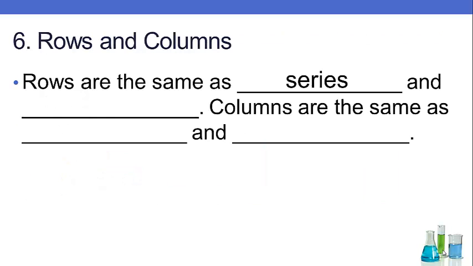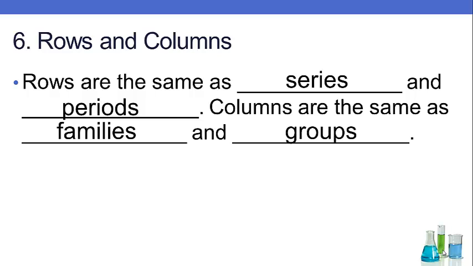Rows are the same as series and periods. I remember that because row, series, and period are all at the end of the alphabet. And columns are going to be the same thing as families and groups. I remember that because column, family, and group are all at the beginning of the alphabet.